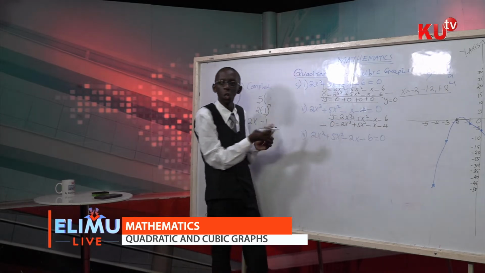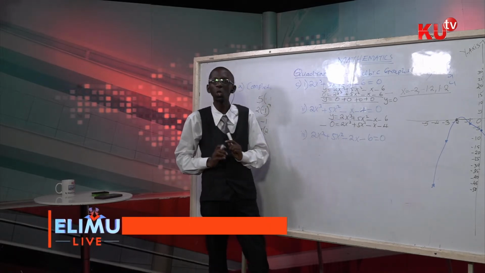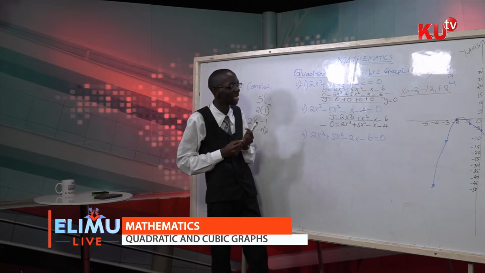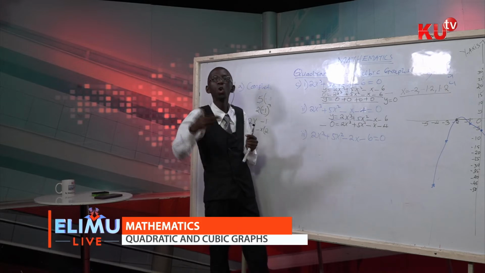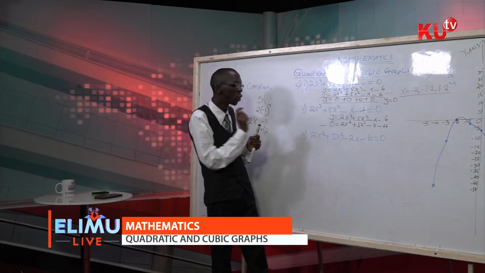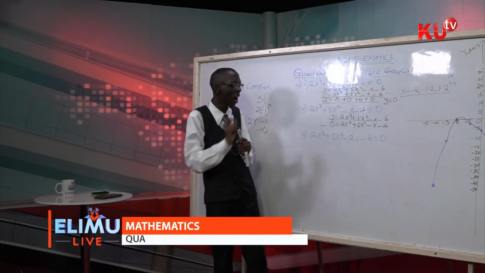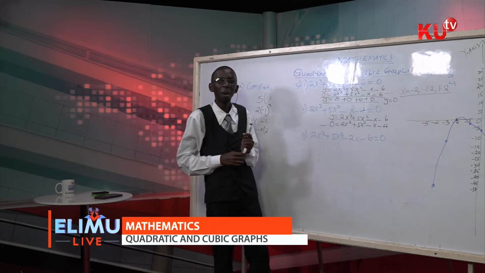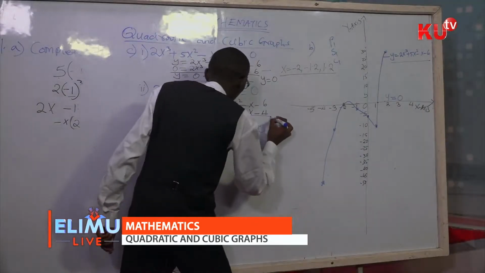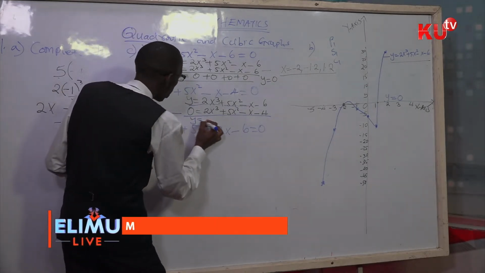You are using the graph whose equation is this one to solve this other equation. So you take the equation of the graph y is equals to 2x cubed plus 5x squared minus x minus 6. You subtract the equation that you are solving. 0 is equals to 2x cubed plus 5x squared minus x minus 4. Let us subtract together.